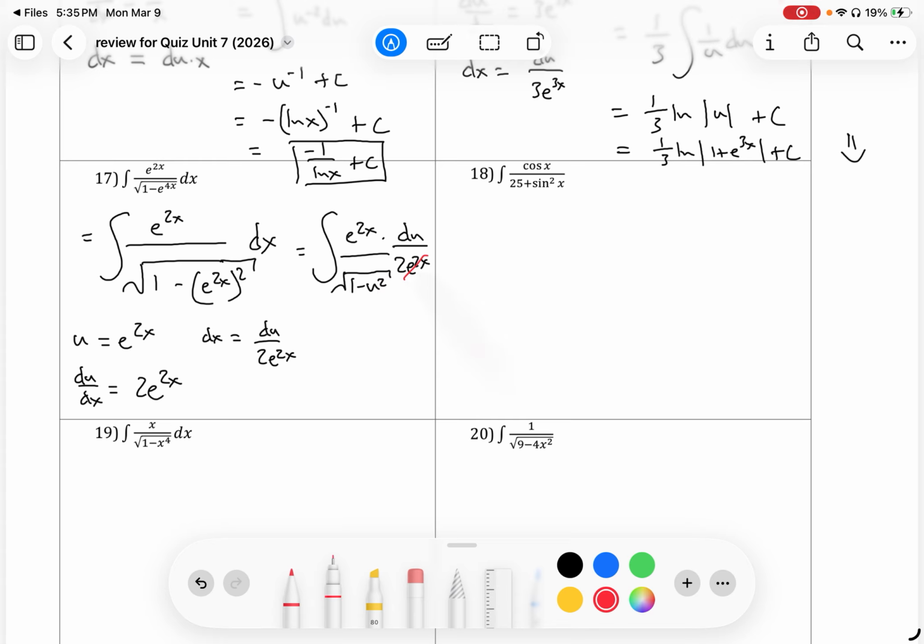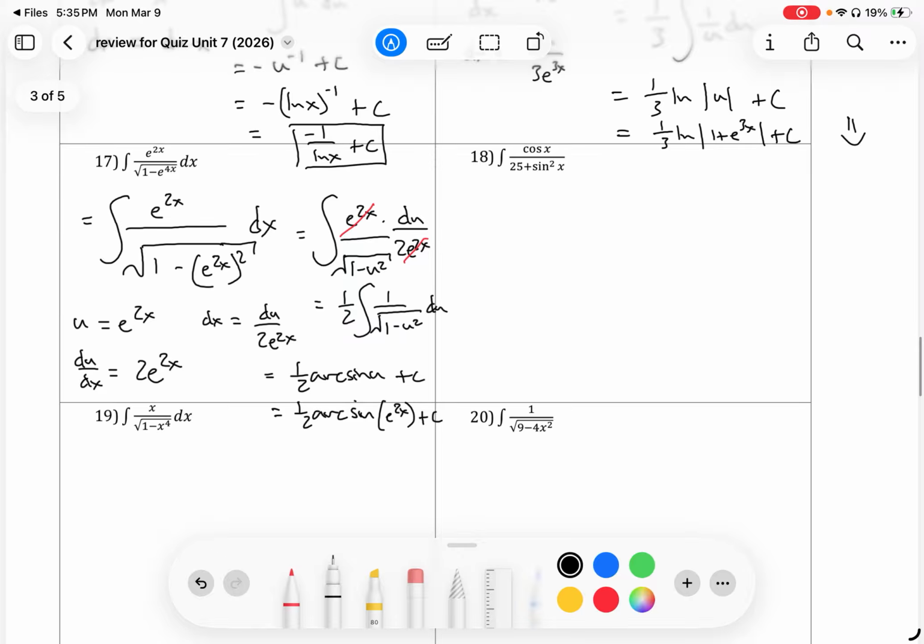So again, nice things happen like I want. And I get 1/2 times the antiderivative of 1 over the square root of 1 minus u squared du. Okay, and that is arcsine. So I get 1/2 arcsine u plus c. Plugging in u, I have 1/2 arcsine of e to the 2x plus c. Done.